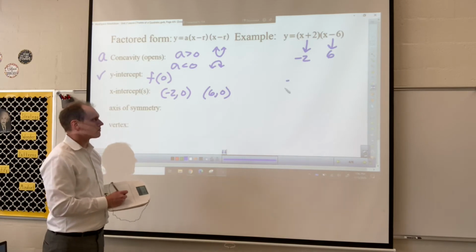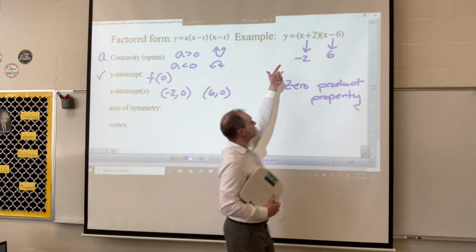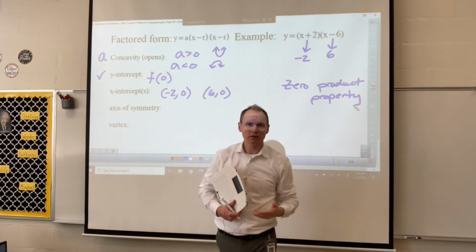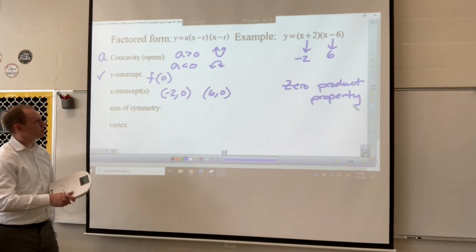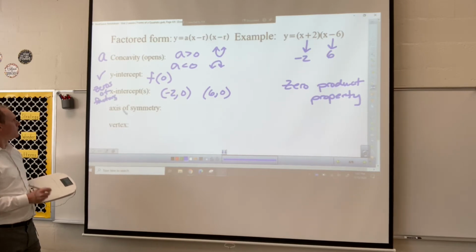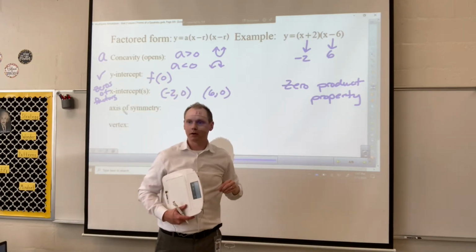This is what we call the zero product property, which basically states anytime that either one of these is 0, the whole quadratic is 0. So this is the idea that we've been talking about recently. So we can tell x-intercepts really quickly. I'm just going to put zeros of factors. So whatever makes the individual factor 0 is what makes the overall quadratic 0.